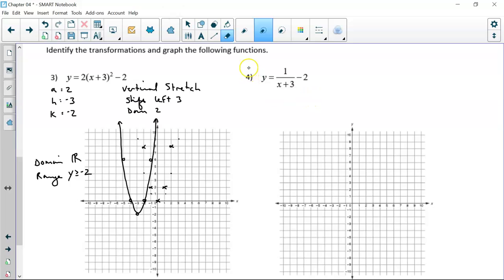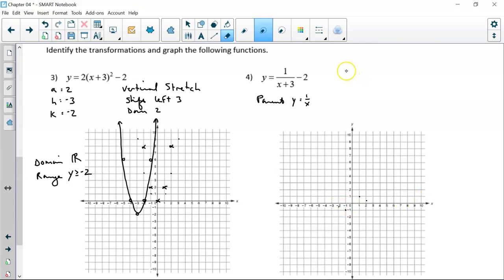Number 4. This is a hyperbola. So the parent function, y equals 1 over x. So now I'm going to plot those points. We don't have a whole lot of points to work with here. We have 1, 1, 2, 1/2, and those are really the easiest things for us to work with.